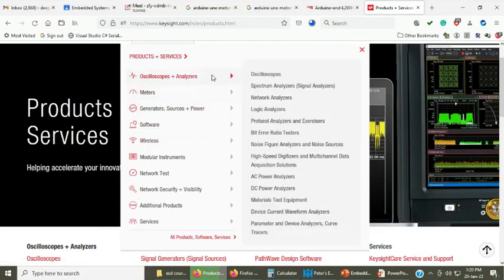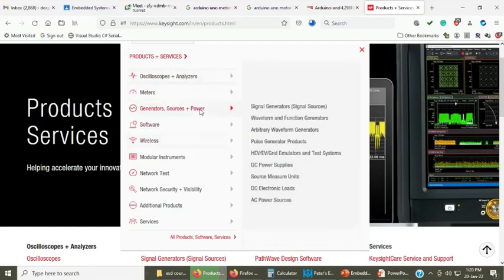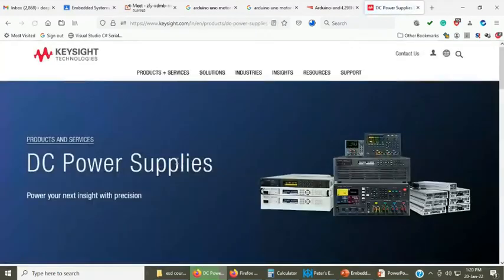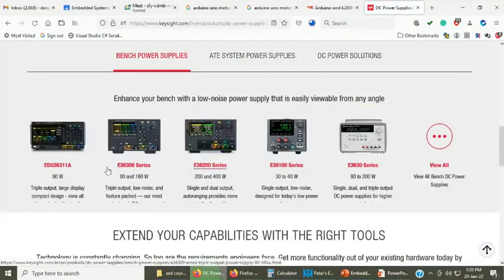Sir, it's there in generator. Generator, DC power supply. Okay, so for example, I am going to take this power supply. I'm going to purchase this power supply.